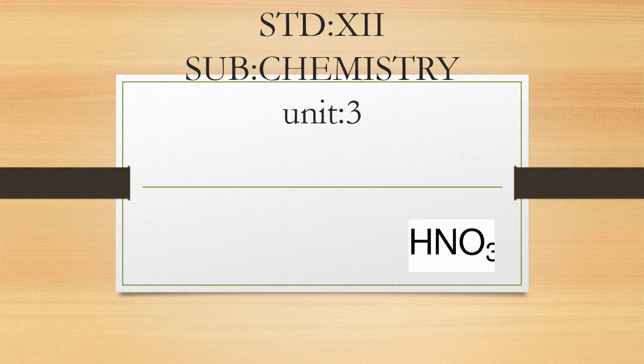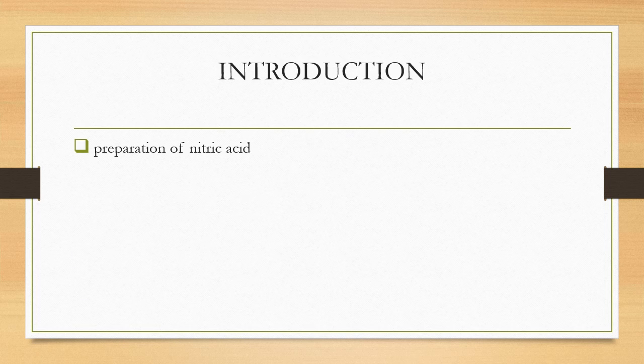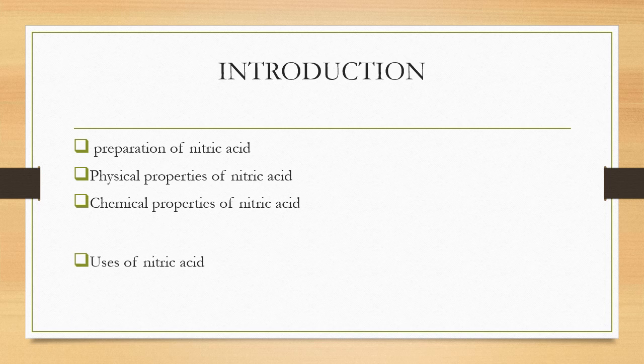Good afternoon, students. Now we are going to learn about one important compound of nitrogen, that is nitric acid. It's one of the mineral acids. The formula for nitric acid is HNO3. We are going to learn how to prepare nitric acid, what the different methods to prepare nitric acid are, as well as the physical properties of nitric acid, chemical properties, as well as the uses of nitric acid.